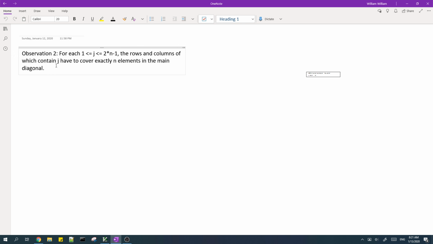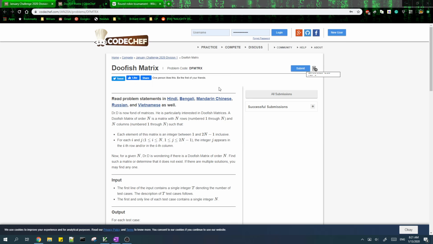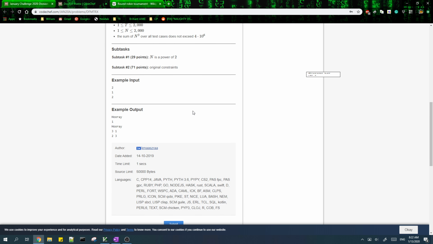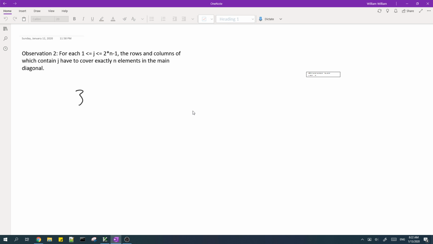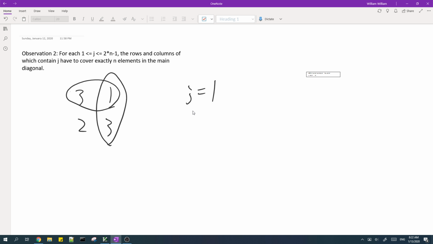Second observation is that for each j in this range, the rows and columns which contain j have to cover exactly n elements in the main diagonal. So, for example, if you take the sample case, these elements are the elements from the main diagonal. And if we look at j equals 1, we see that the rows and columns with 1 cover both of these.